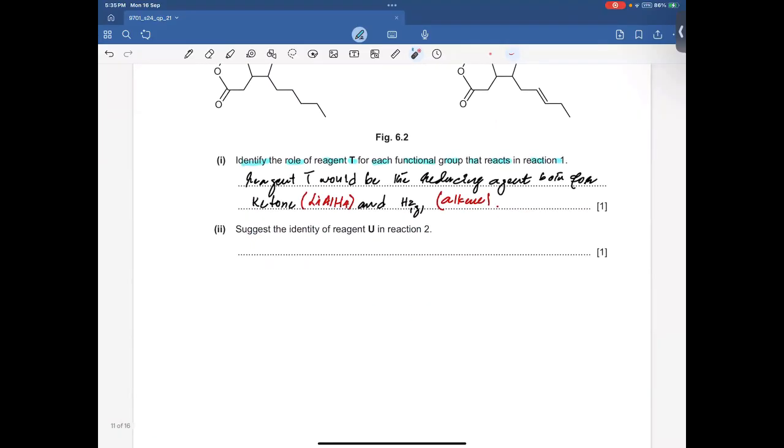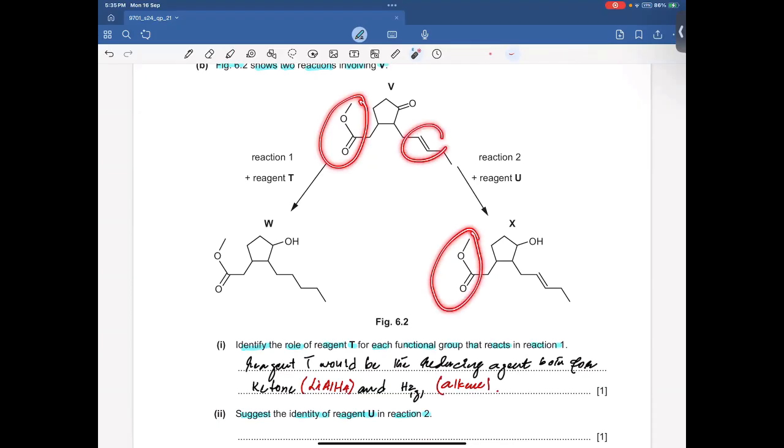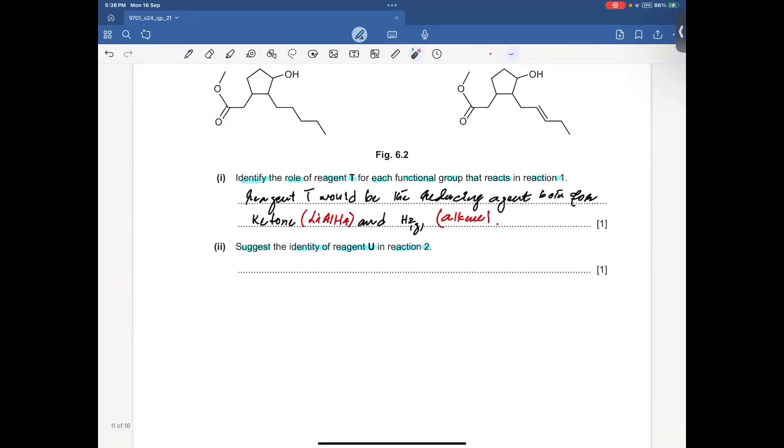All right. Suggest the identity of reagent U in reaction 2. This is ester, this is also ester, ester will remain the same. This is alkene, this is also alkene, alkene will remain the same. The only change in reaction 2 is ketone is converting into secondary alcohol. Again, it's a reduction. And since it is a one-step reduction, I'm going to use sodium borohydride. If you remember, sodium borohydride is a weak reducing agent, and its formula is NaBH4.